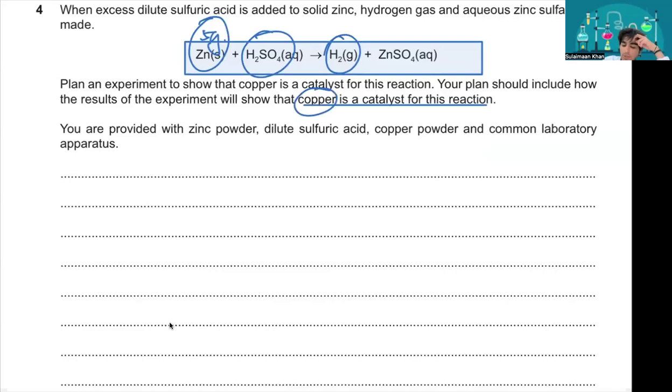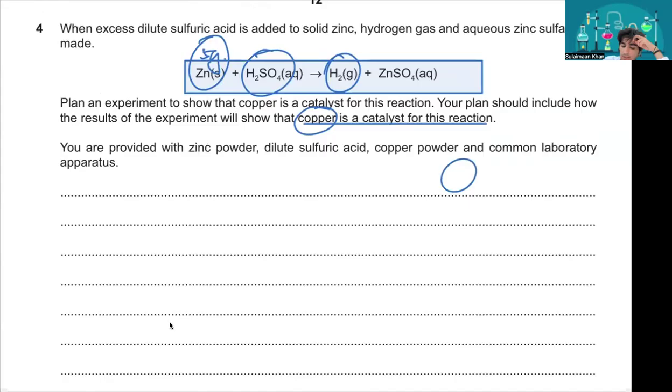And when you add copper to it, you'll realize that the time it took for 20 cm cube of hydrogen gas in the first experiment maybe was 10 seconds. In the second experiment, maybe it's like 20. If it took 10 seconds to get 20 cm cubes in the first, maybe in the second experiment, in which you used a catalyst, it gave you 20 cm cube in 5 seconds. So it's up to you.